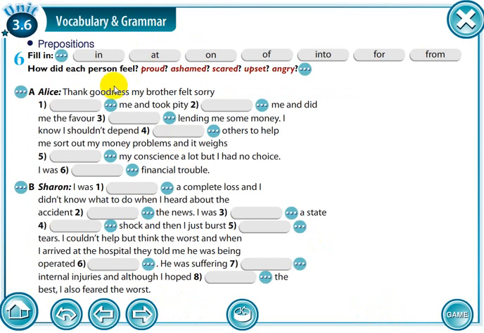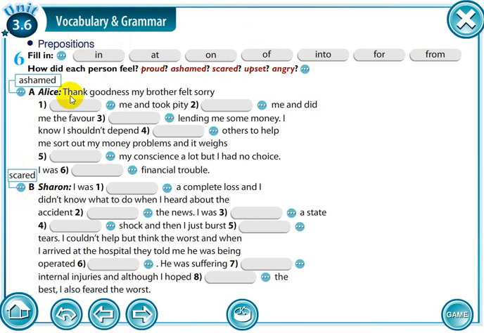Okay, let's use these prepositions to fill in these gaps. And of course you have to study prepositions very well after certain verbs or adjectives in order to be used in the exam. Okay, how did each person feel? Proud, ashamed, scared, upset, angry, and so on. Okay, here Alice is ashamed and Sharon is scared. Let's listen.